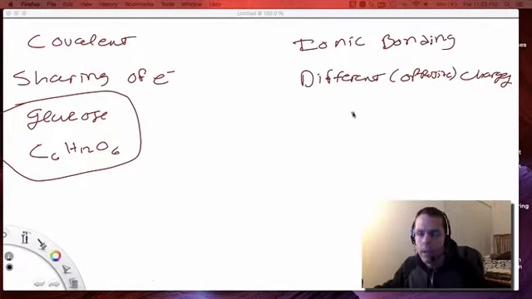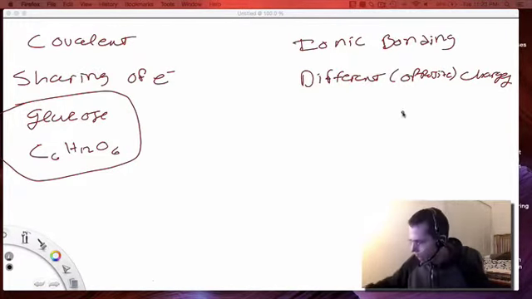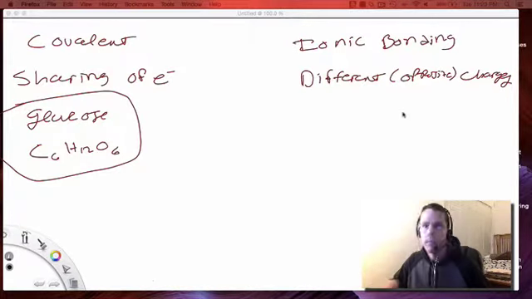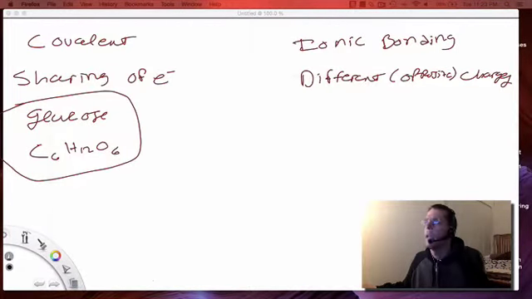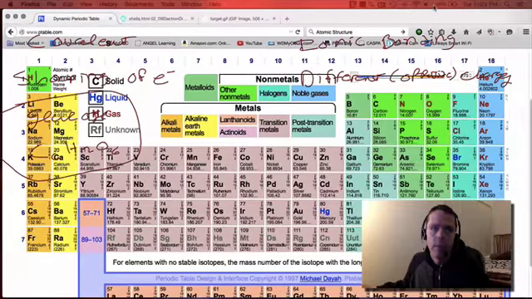However, with ionic bonding, you have different charges. If we go back to the periodic table that we had earlier, and you look at two of the more common things.